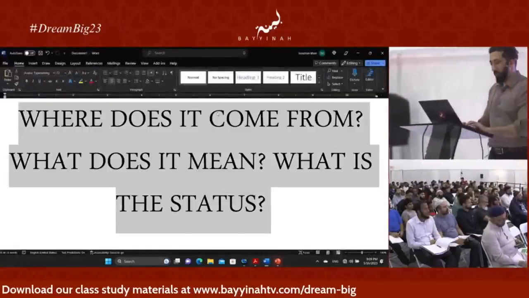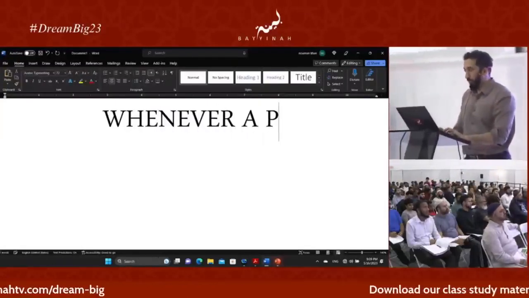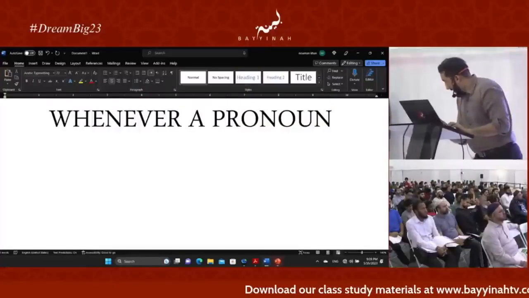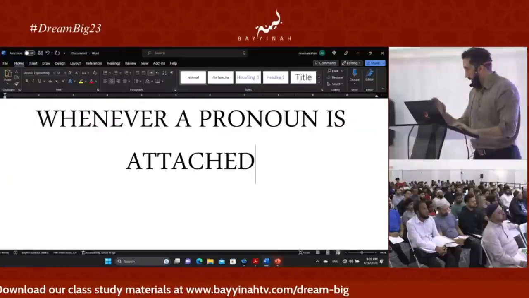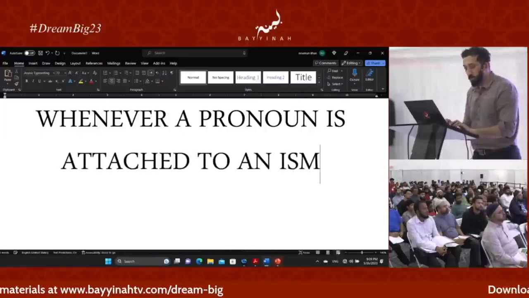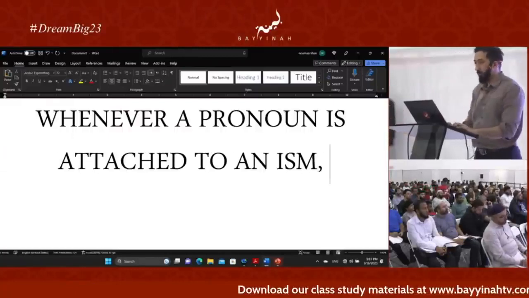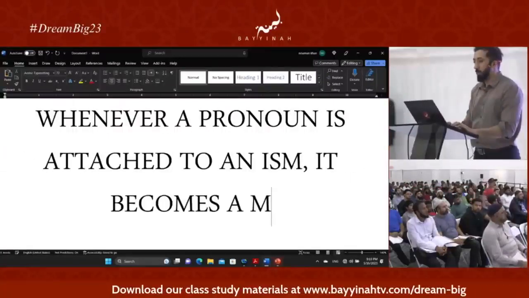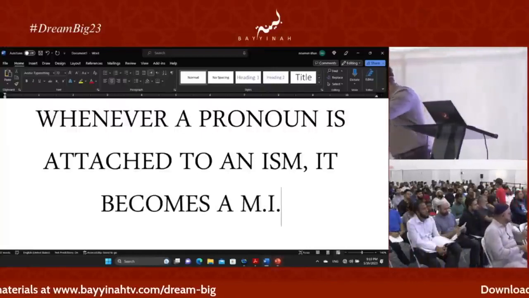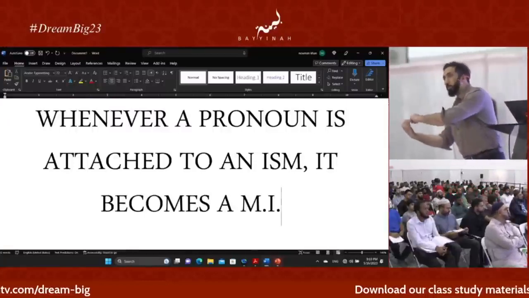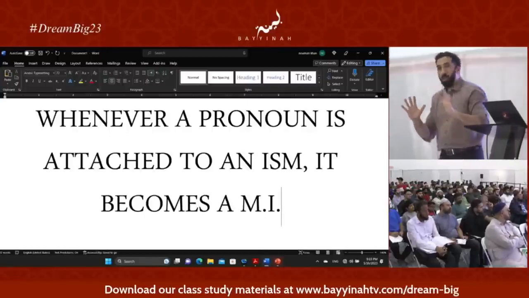Let me tell you a little secret. Don't write this down, just listen. Whenever a pronoun, you know the pronouns now, is attached, and you know when they're attached to an ism, do you know isms already? A little bit? It becomes a mudhaf ilayh. Whenever a pronoun is attached to an ism, what does that make the ism? The mudhaf. Every time.